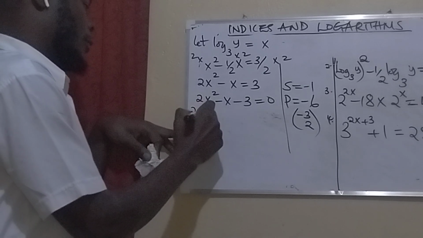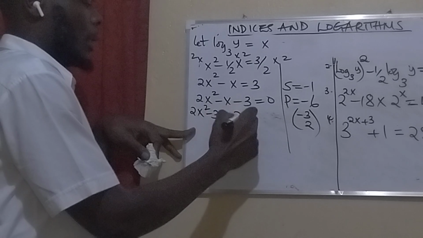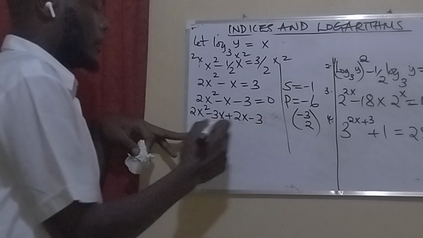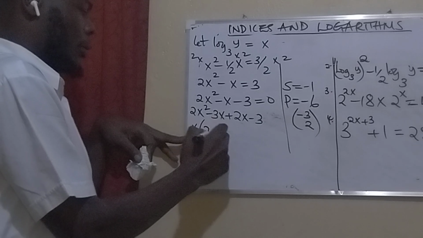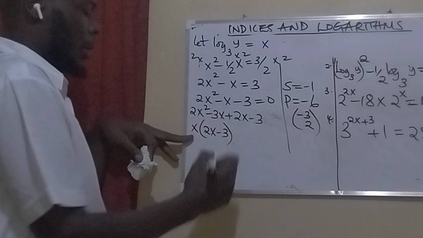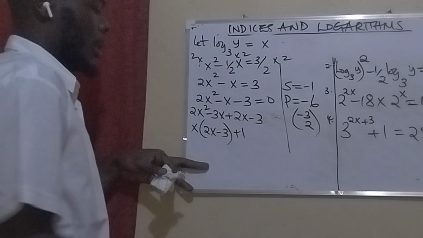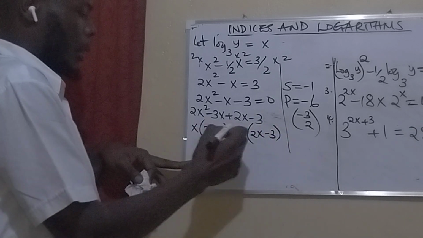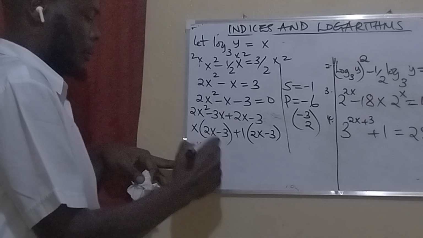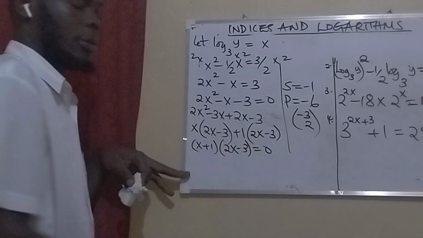-3 and 2. So you have 2x squared minus 3x plus 2x minus 3. So common here is x. It goes here 2x minus 3. Common here is plus 1 into bracket 2x minus 3. So you'll have x plus 1, 2x minus 3 equals to 0.